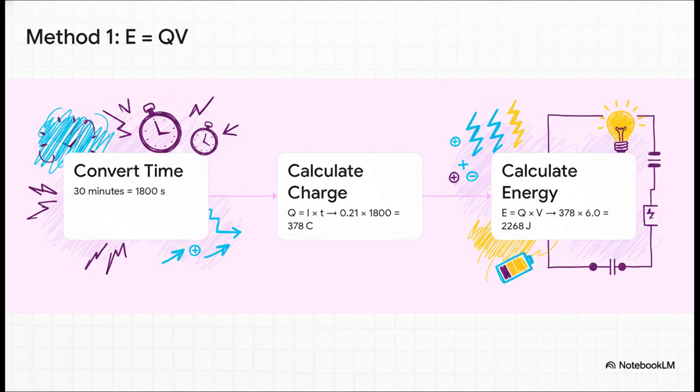So, method 1 uses the equation linking energy, charge, and potential difference. First, you convert 30 minutes into 1800 seconds. That's your first mark, right there. Then you calculate the total charge that's flowed using Q equals I times T. So that's 0.21 amps times 1800 seconds, which gives you 378 coulombs. Finally, you calculate the energy, E equals Q times V. 378 coulombs times 6 volts gives you the final answer, 2,268 joules.